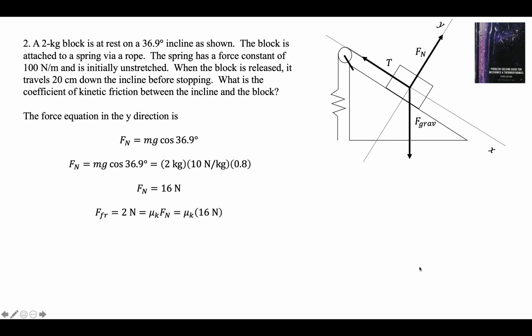The frictional force is 2 newtons. The frictional force is mu kinetic times the normal force. The normal force is 16 newtons. We can solve for mu kinetic right here by dividing both sides by 16 newtons. Mu kinetic is 2 newtons over 16 newtons, which is 1/8. Dimensionless, of course, which is 0.125. If you like decimals, 1/8 is fine. That's a nice mu kinetic. I'm happy with that. Looks good to me. That's problem 2.